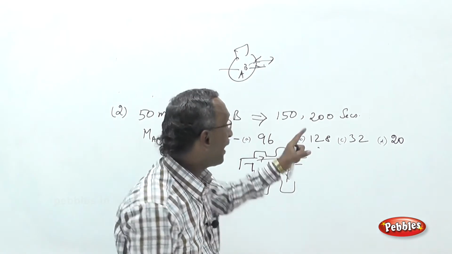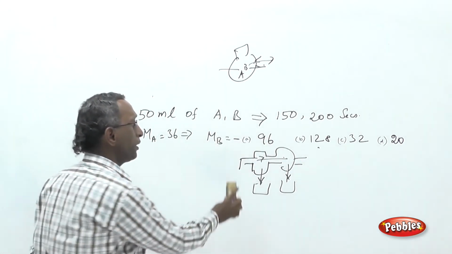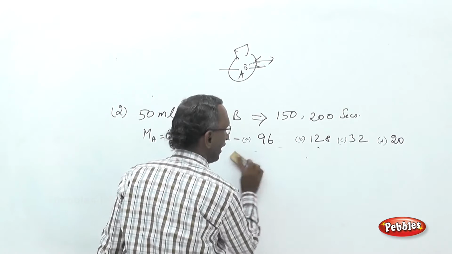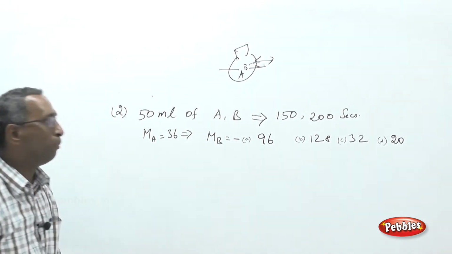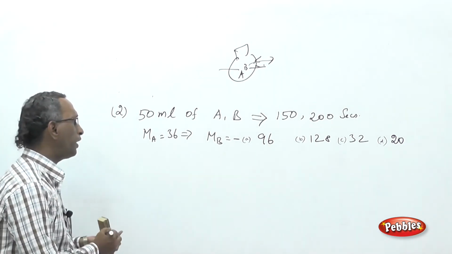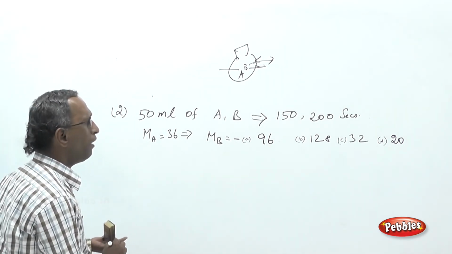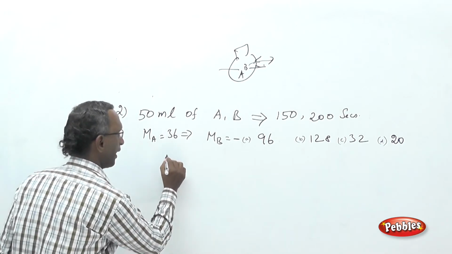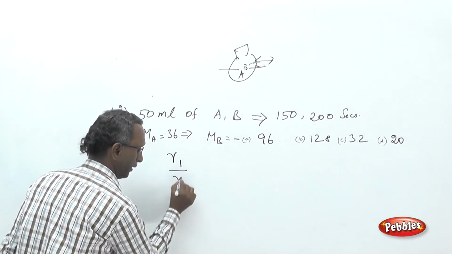So there are some gases we are comparing. One takes 150 seconds to escape, whereas the other gas B takes 200 seconds to escape. The molecular weight of A is given as 36, and B we have to find. So here Graham's law of diffusion is to be applied.